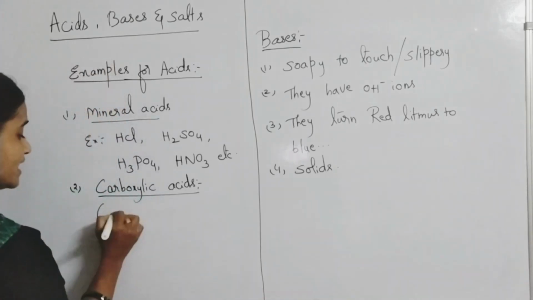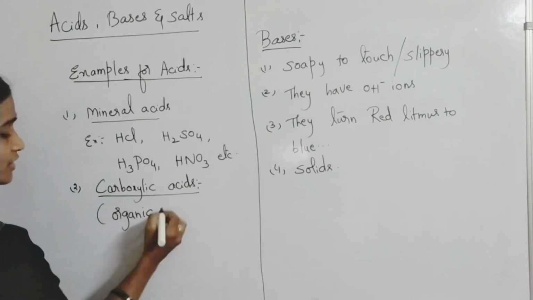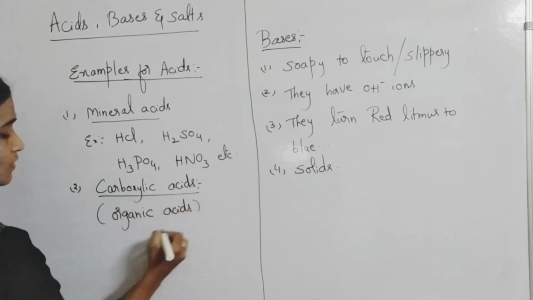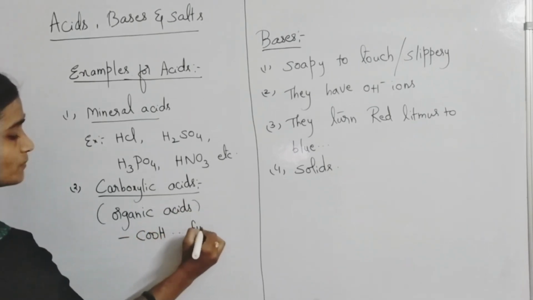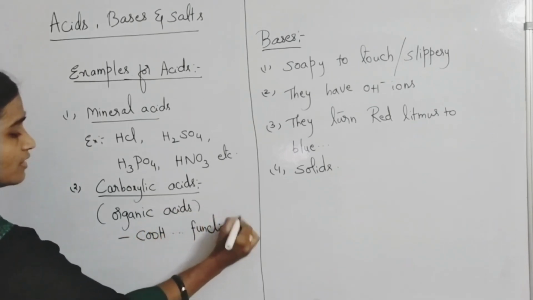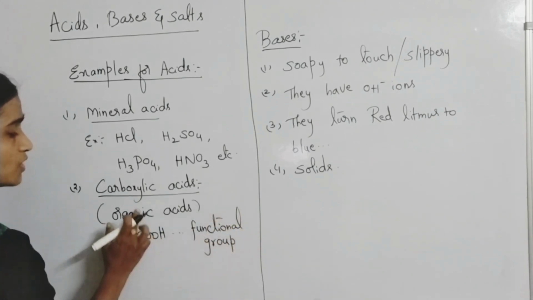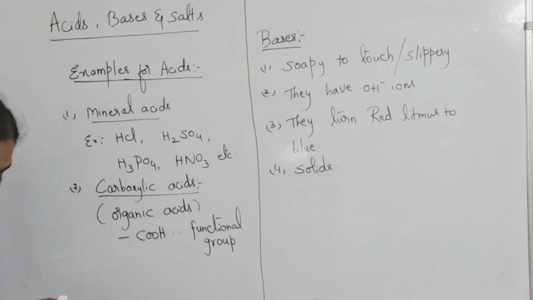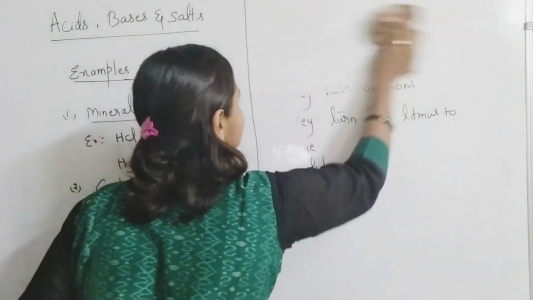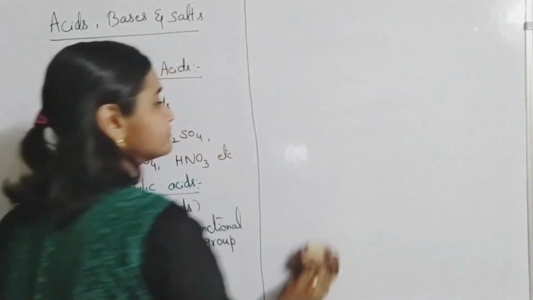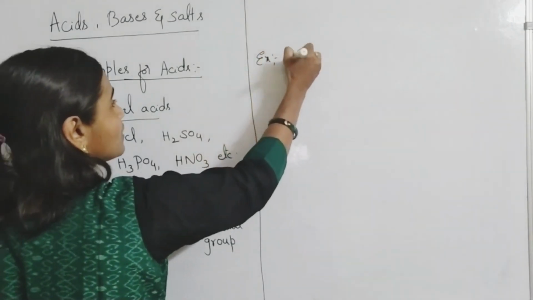Now organic acids, where COOH is present as a functional group for that organic compound. If COOH is there as a functional group, they are called carboxylic acids. Like you can take the example of formic acid. Examples of organic acids are what?